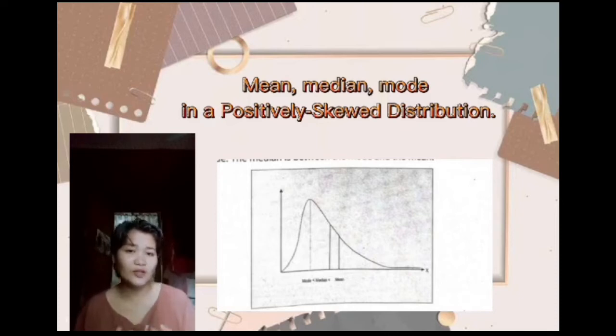Dito sa figure 2, kung ang distribution ay positively skewed, ang mode ay magiging mababa ang value kasi nandun siya sa negative direction. Ang negative direction ay yung sa left side natin. So, ang mean ay magiging mataas ang value kasi nandun siya sa positive direction. Ang positive direction ay yung sa right side natin.